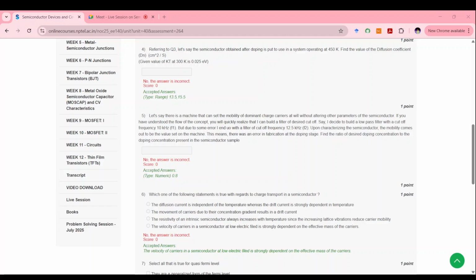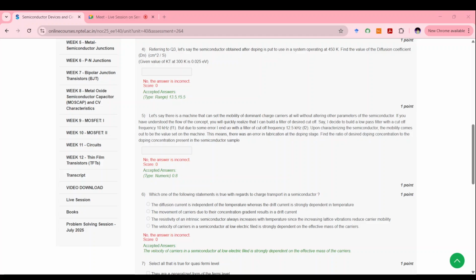but due to some error, I end up with a filter cutoff frequency of 12.5 kilohertz. So our mobility is not dependent upon any of the other parameters. So we are changing the mobility to change the cutoff of the filter. Now a filter that was desired to have a cutoff of 10 kilohertz now has 12.5 kilohertz.